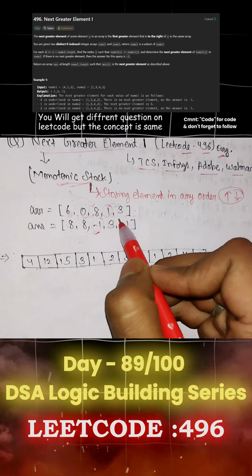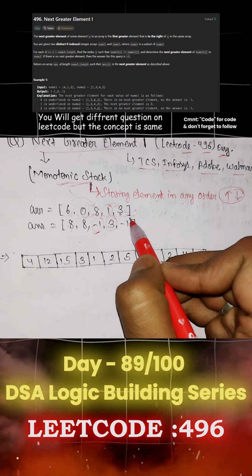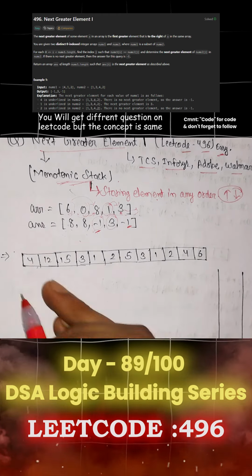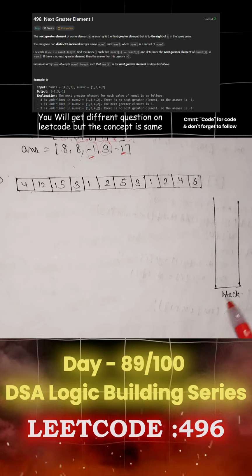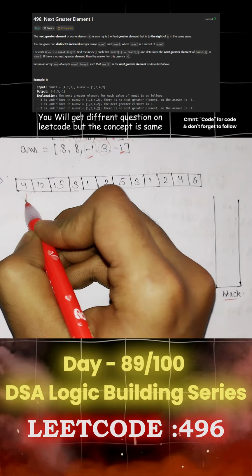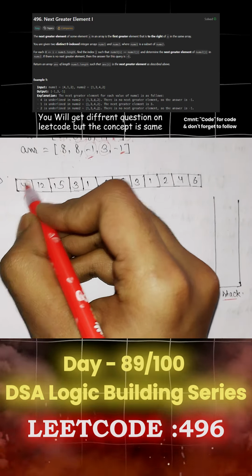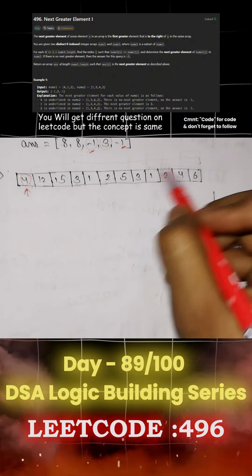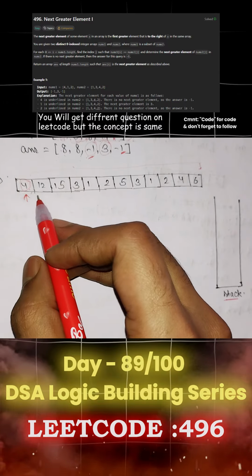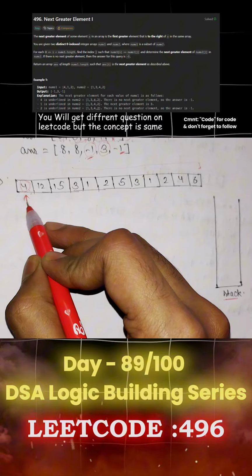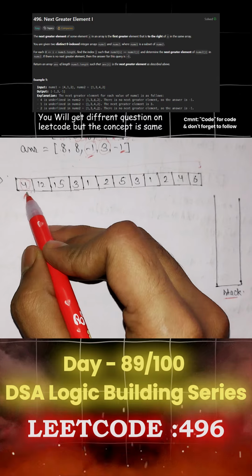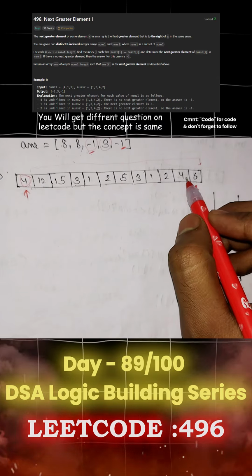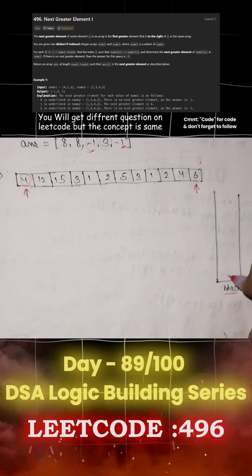For 1 it's 3, and for 3 there is no other element left on the right side, so we will simply return -1. So for that, we will take help of the stack. To know the next greater element for any number, we must know the elements on the right side of that number, correct? So instead of starting from the first element, we will run a loop from the back, and during this we will store the greater elements in the stack.